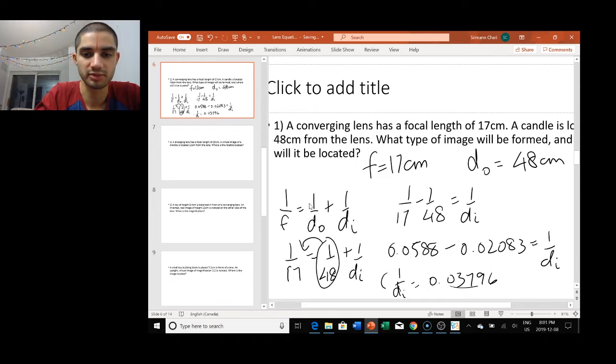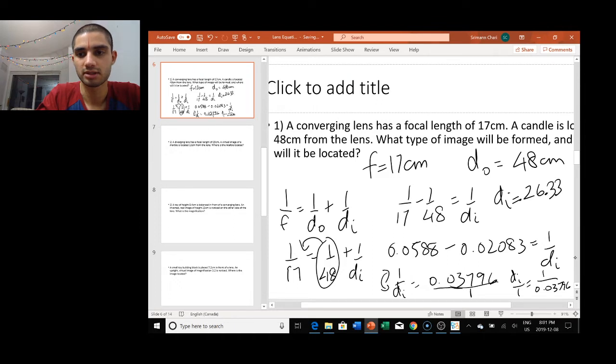So this is basically a fraction which is divided by 1, right? I flip 1 over di, so I get di over 1, which is basically di. And I also have to flip this, which is 1 divided by 0.03796. So di gives me 26.33 centimeters. I think I did that right. Yes, I did do it right.